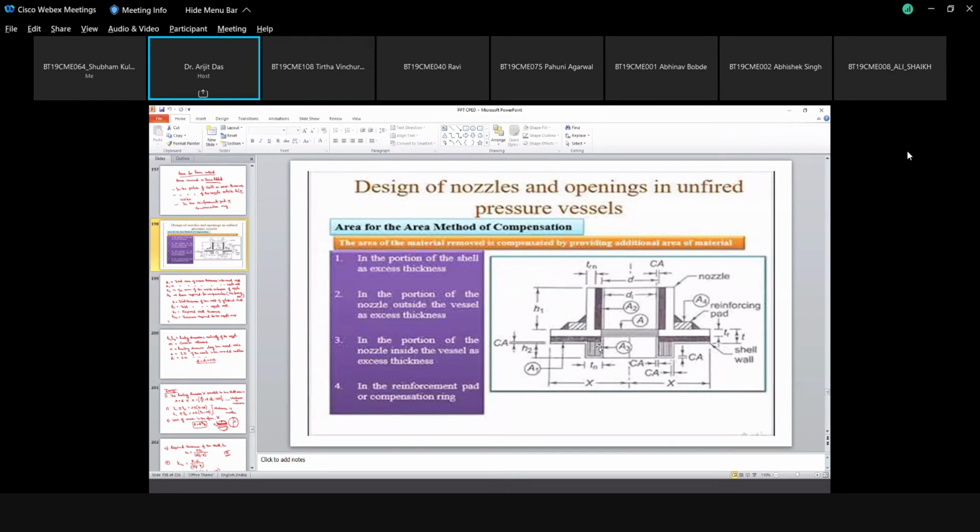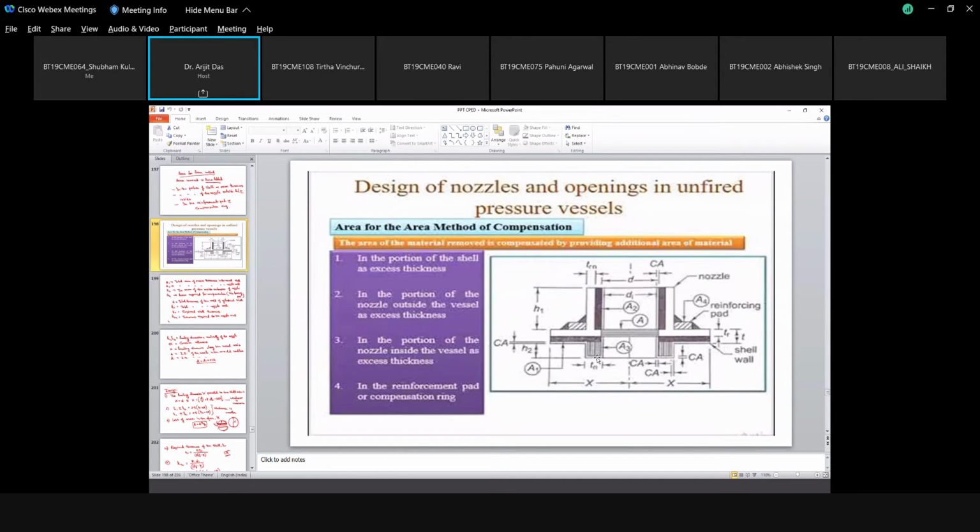How much cross-sectional area is needed, and at what point of the nozzle it will be added, is discussed in this theory. That is the area for area method. Now, some material has been removed from the cell wall. A hole is made. Now, that material is compensated at different locations of the nozzle.